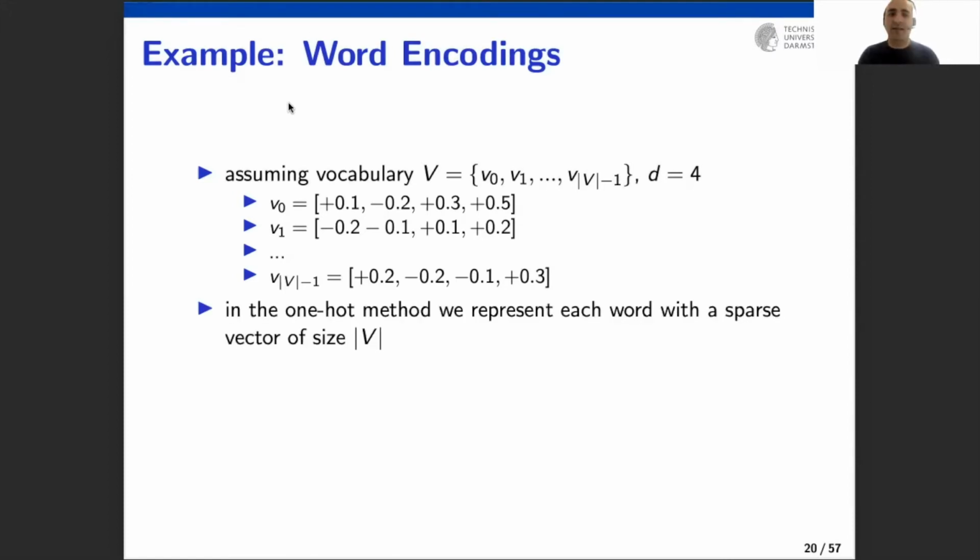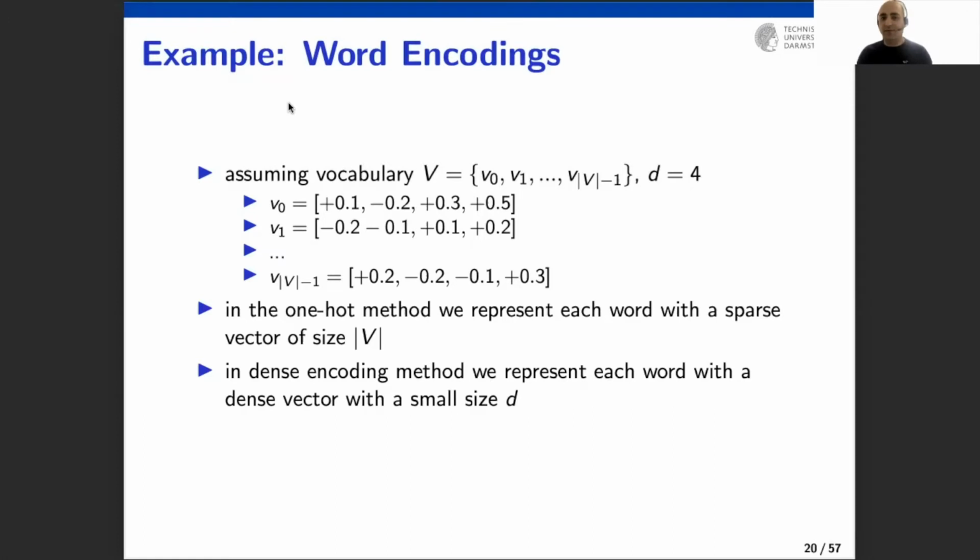Okay, in the one-hot method, we represent each word with a sparse vector of size |V|, the size of the vocabulary. And in the dense encoding method, we represent each word with a dense vector with a small size d. So this is the main difference. Instead of having a sparse and very, very large vector, we use a very short vector, but we make it dense. So we don't use sparse vectors in dense embeddings.